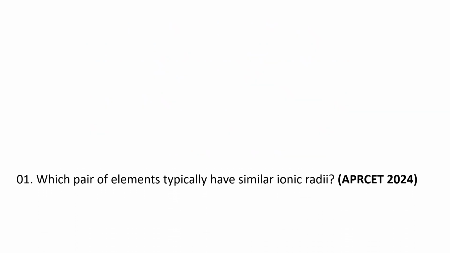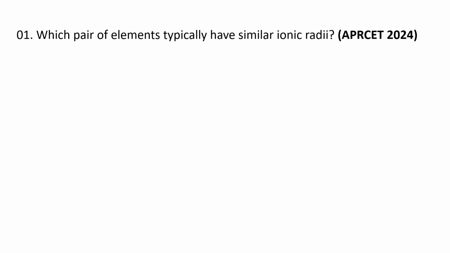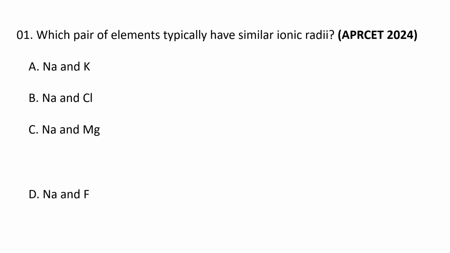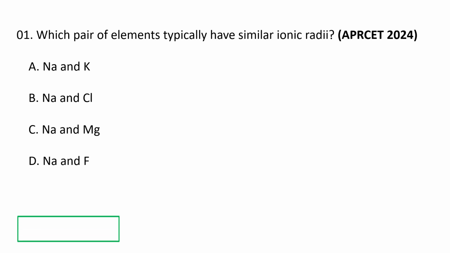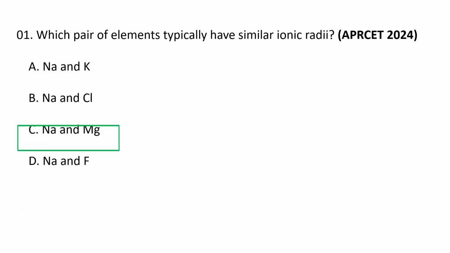Coming to the first question. Which pair of elements typically have similar ionic radii? The options given are A. Sodium and potassium, B. Sodium and chloride, C. Sodium and magnesium, and D. Sodium and fluoride. The correct option goes as C. Sodium and magnesium. When compared to sodium and potassium, sodium and chloride, sodium and fluoride, sodium and magnesium elements have similar ionic radii. So C is the correct option.